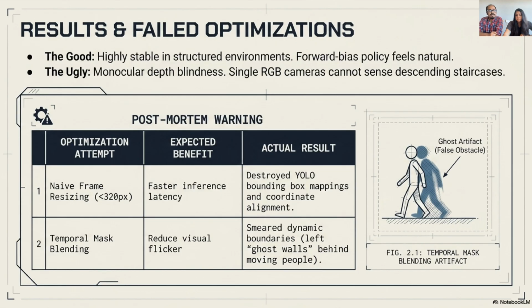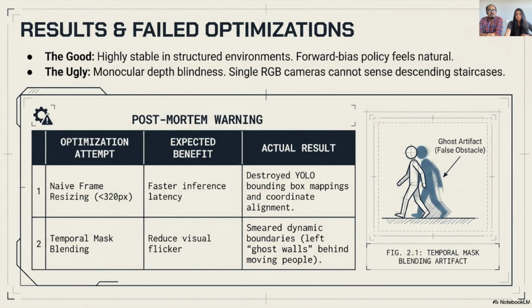And there are two optimizations that backfired, which is worth flagging because other teams will hit them. First, naive frame resizing below 320 pixels. It meant faster inference, but YOLO bounding boxes computed in the resized frame no longer aligned with the segmentation mask at a different resolution. The fusion engine misaligned obstacles relative to the floor. This meant we should never resize asymmetrically across the pipeline stages.